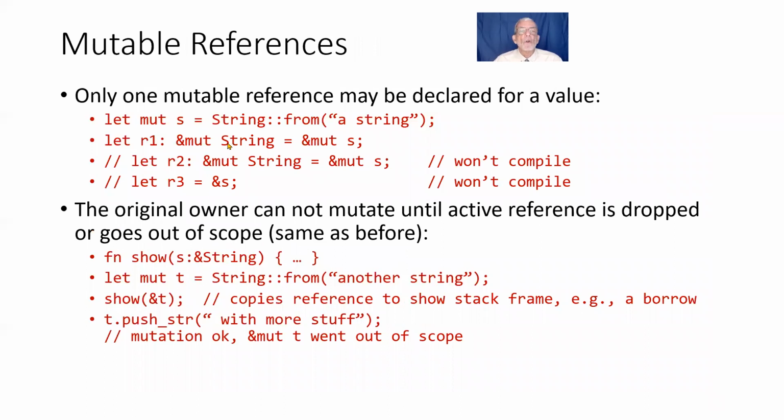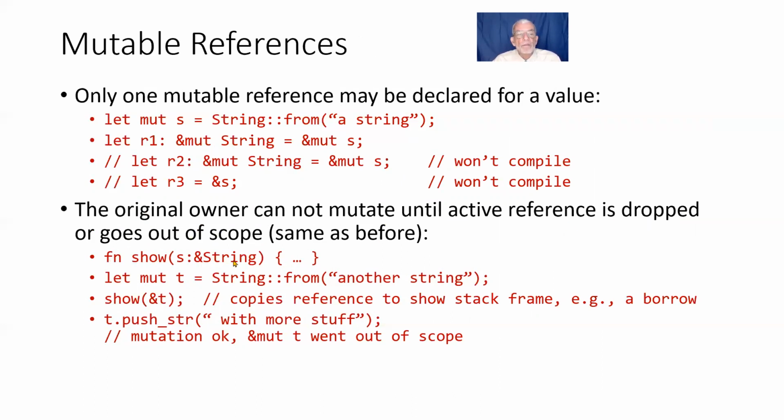Mutable references: only one mutable reference may be declared for a value. Here's a mutable string. Here's a mutable reference. I can only create one. These won't compile, either mutable or immutable, because I already have a mutable reference out. The original owner cannot mutate until the active reference is dropped or goes out of scope.